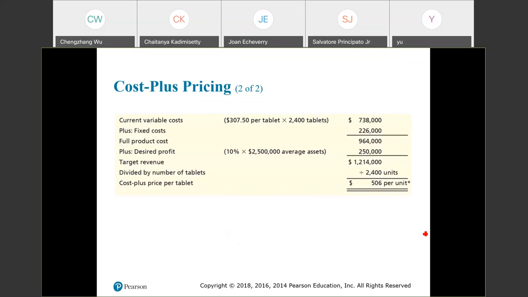When the product is unique, the company has more control over pricing. But the company still needs to make sure that the cost plus price is not higher than what customers are willing to pay. If your desired profit is much too high, resulting in a cost plus price that is higher than the customers are willing to pay, then your sales volume would decrease, which will have a negative effect on your final total profit.